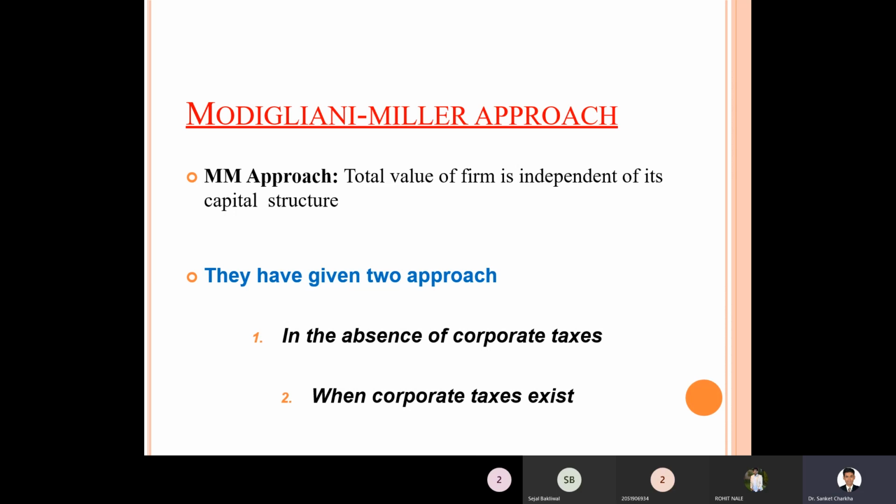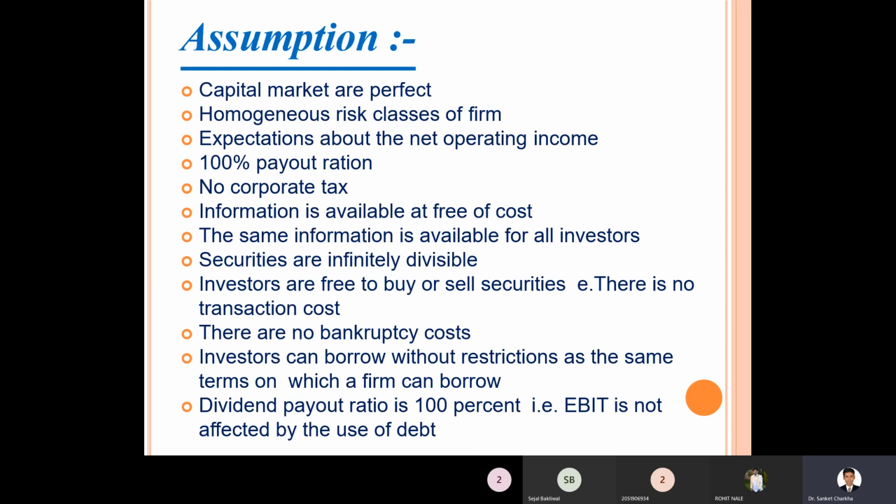They have given two approaches, that is in the absence of corporate taxes and in the presence of corporate taxes. So at this point, we need to take into consideration whether corporate taxes exist or do not exist. So the Modigliani Miller position is not considering any type of equity or debt financing proposition, but it specifically focuses on the concern of corporate taxes.